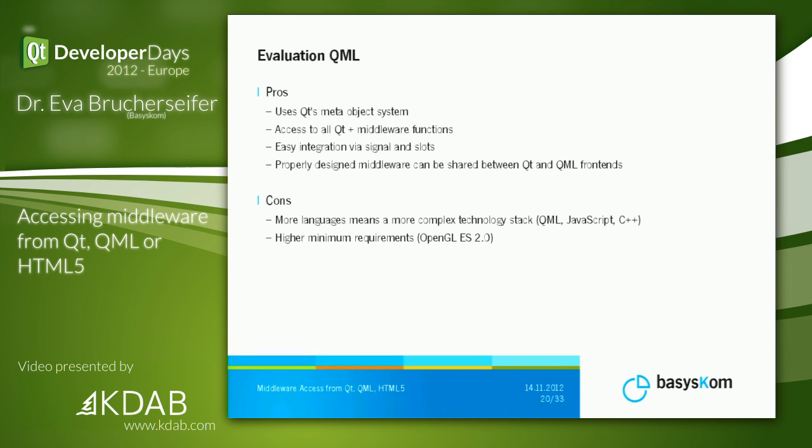And the next advantage, if you properly design your middleware access, your wrap around the middleware or your whole middleware, you can maybe reuse it for more than one application. For example, if you have a system which has to be accessed via a tablet and via a desktop system, you can write one middleware and two graphical user interfaces, one in QML for the fancy side and one, for example, in Qt widgets for the classic side on the desktop.